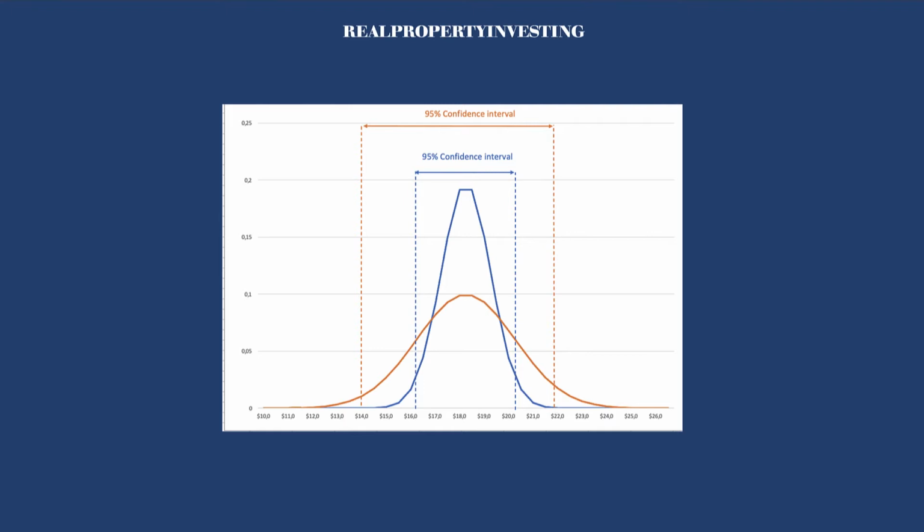For the blue line chart, the margin of error spans the values from 16 euros through 22 euros per square meter, or 2 standard deviations. For the orange chart, the 95% confidence interval spans the values from 14 euros through 22 euros, a much wider range of values than we saw with the blue line.